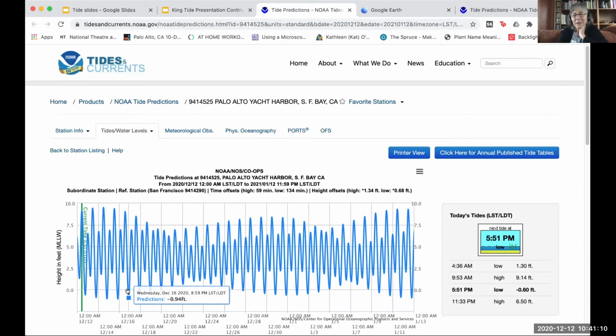Anyway, the low tides right now are after dark. So it's cool to have this tool available to you. You can download the annual tide charts too and have them available to you to figure out a good time to go out to the ocean to see the tide pools.